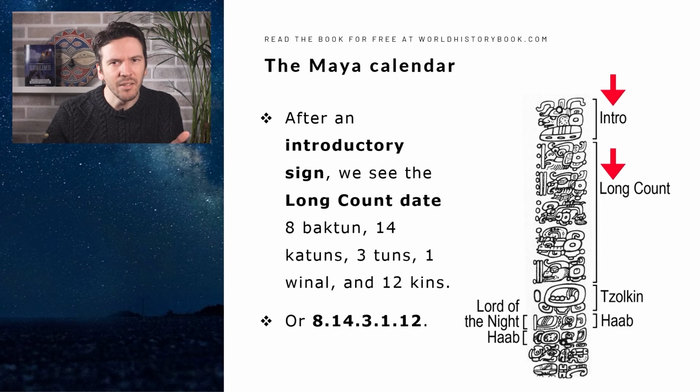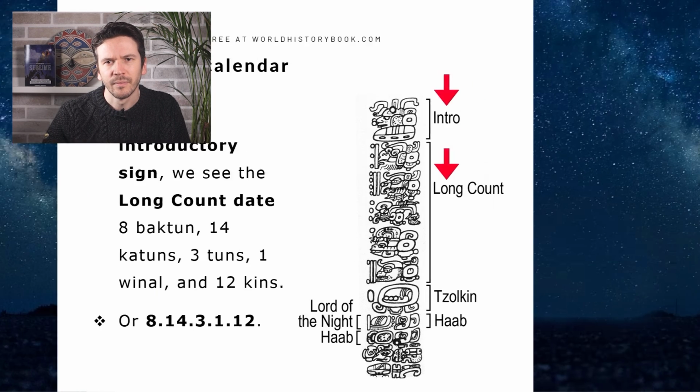Since you know how to count in Mayan, you can now check that these numbers are correct. For instance, the first number is a horizontal line, it's now flipped vertical by the way, and 3 dots next to it, which is 8. The next are 2 horizontal lines and then 4 dots, which is 14, and so on. So the long count date is 8, 14, 3, 1, 12.